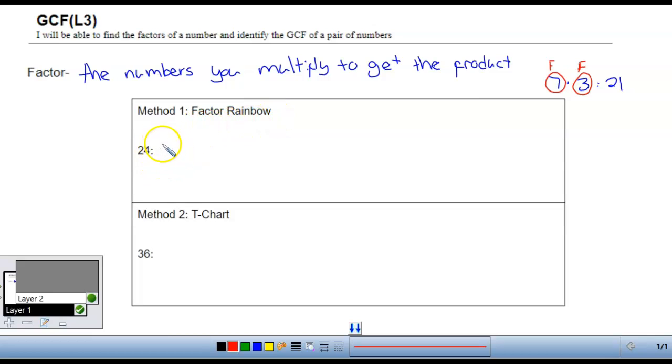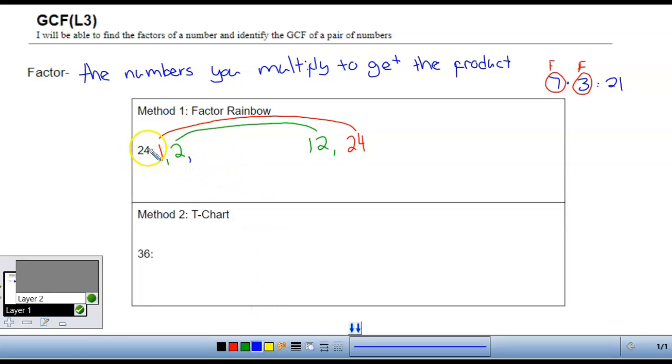So how it works, and this is why we needed the divisibility rules, is we think, well, we know 1 always goes into the number, so what goes with 1? Well, 1 times 24 gets me 24. Then we go to our next number, 2. It ends in a 4, so it's even, so it can be divisible by 2, and 24 divided by 2 is 12. Notice my rainbow. I'm writing both ends of my rainbow.